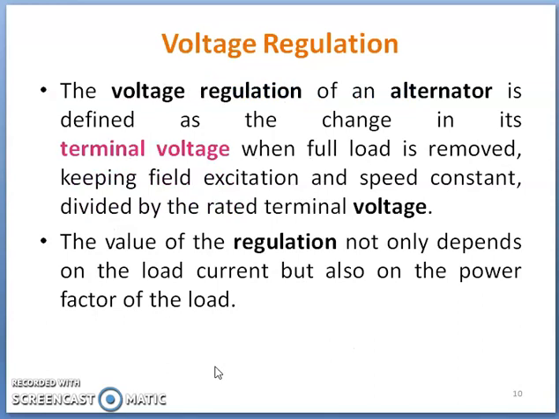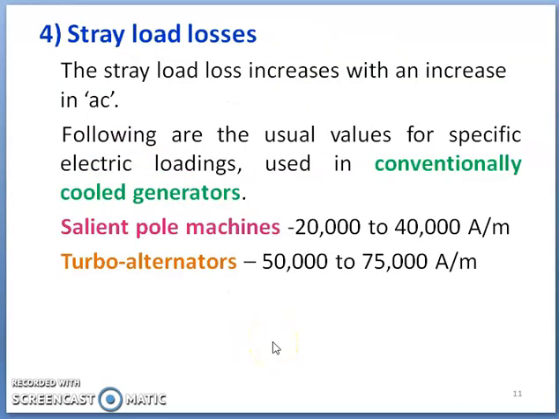Okay, next coming to fourth factor, that is stray load losses. The stray load losses increase with increase in value of ampere conductors per meter. Then what are usual values of specific electric loadings used in case of conventional cooled generators? Just now we discussed there are three different types of cooling techniques used, like air cooled, water cooled and hydrogen cooled.